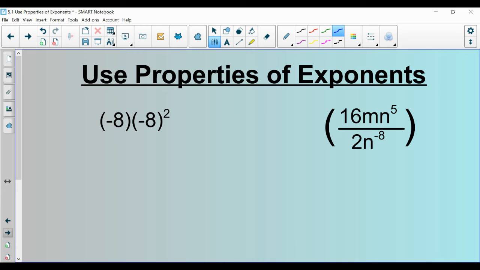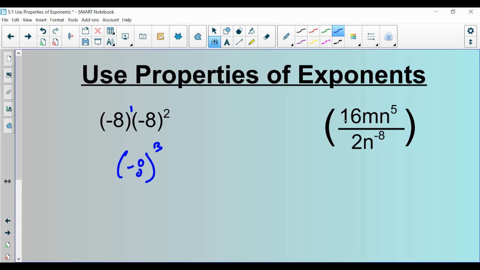A couple more examples here. You have negative 8 in parentheses times negative 8 in parentheses to the second. If something doesn't have an exponent on it, we know that that is being taken to the first power. Negative 8 to the first times negative 8 to the second. These have the same base of negative 8. When they're being multiplied, you add their exponents, negative 8 to the 3rd power. All these problems are review and are honestly just going to take some practice to make sure that you're getting the right answer. I'm going to do a couple more of them.